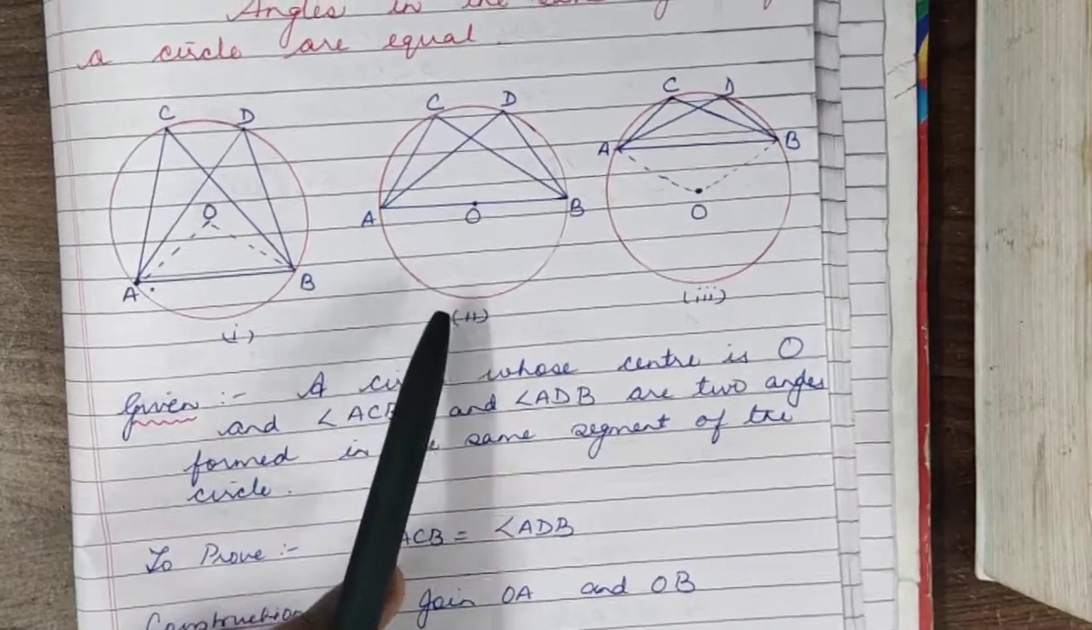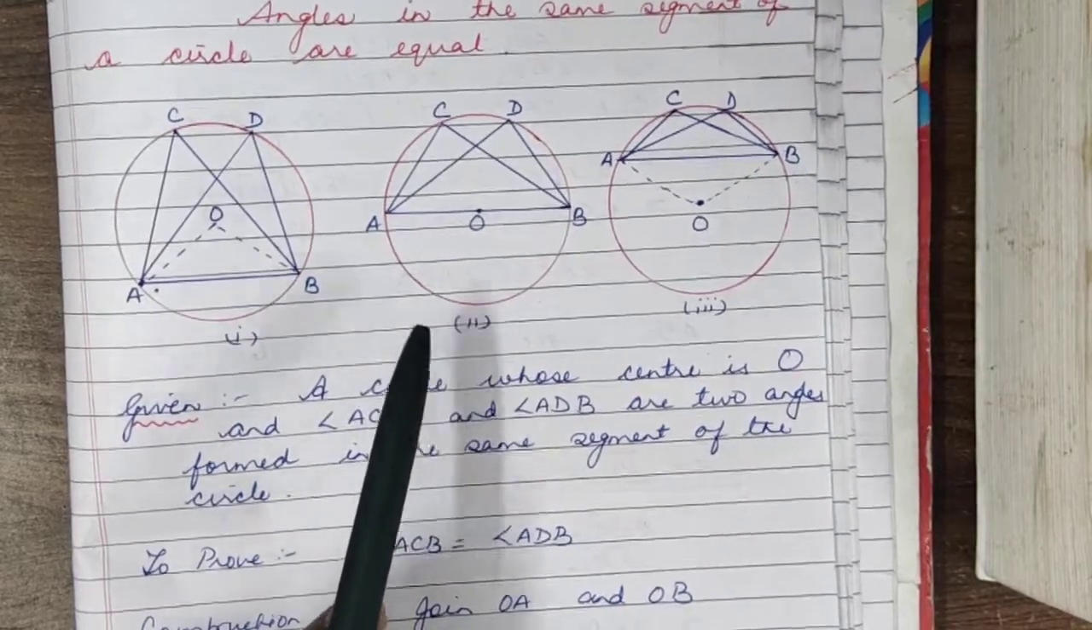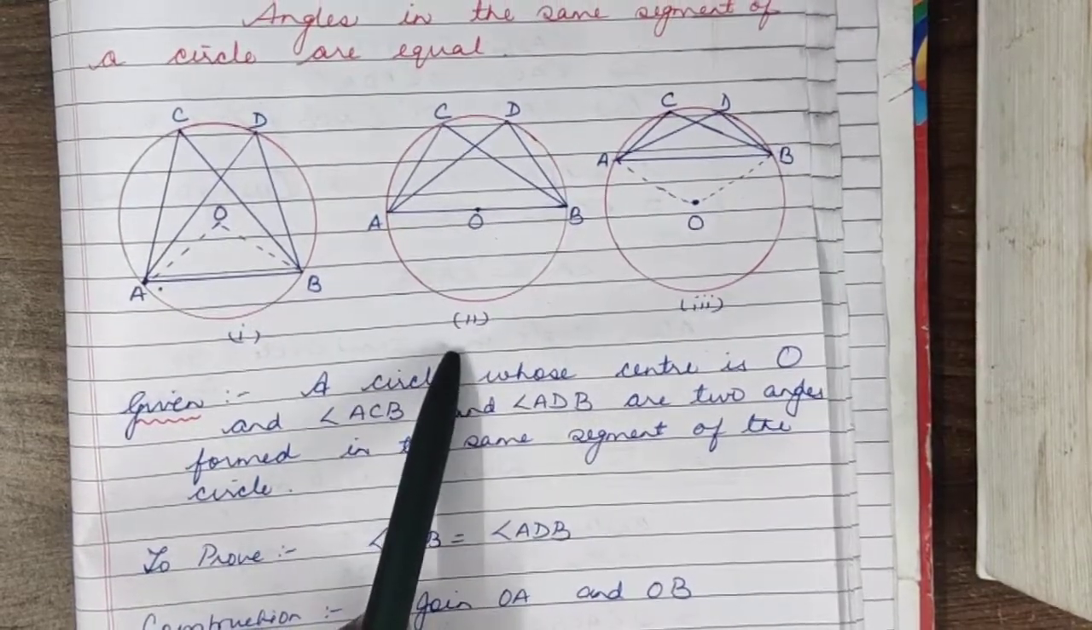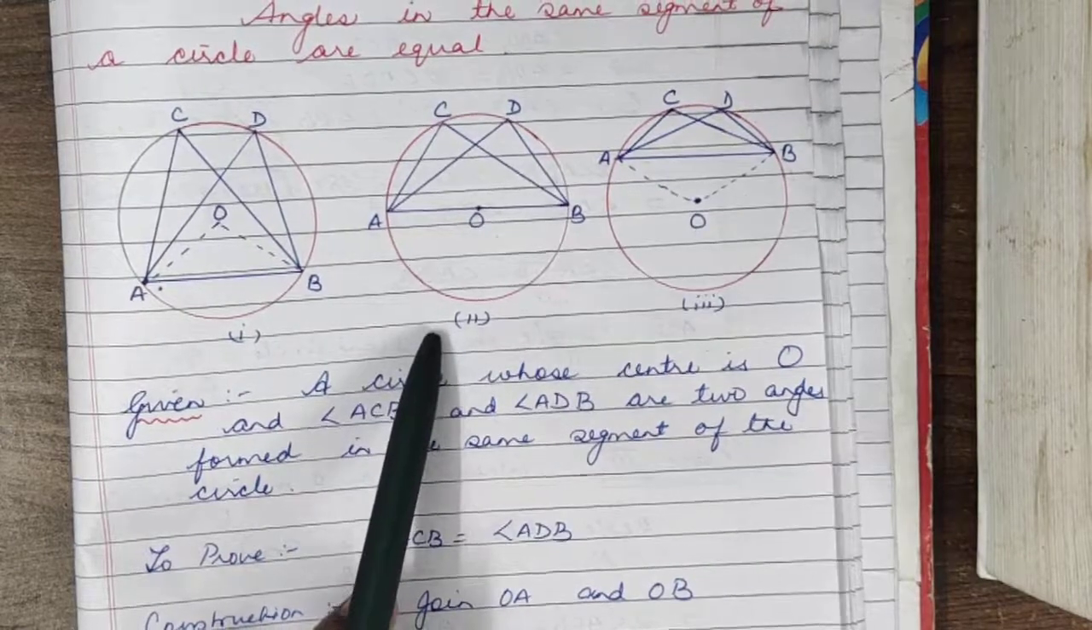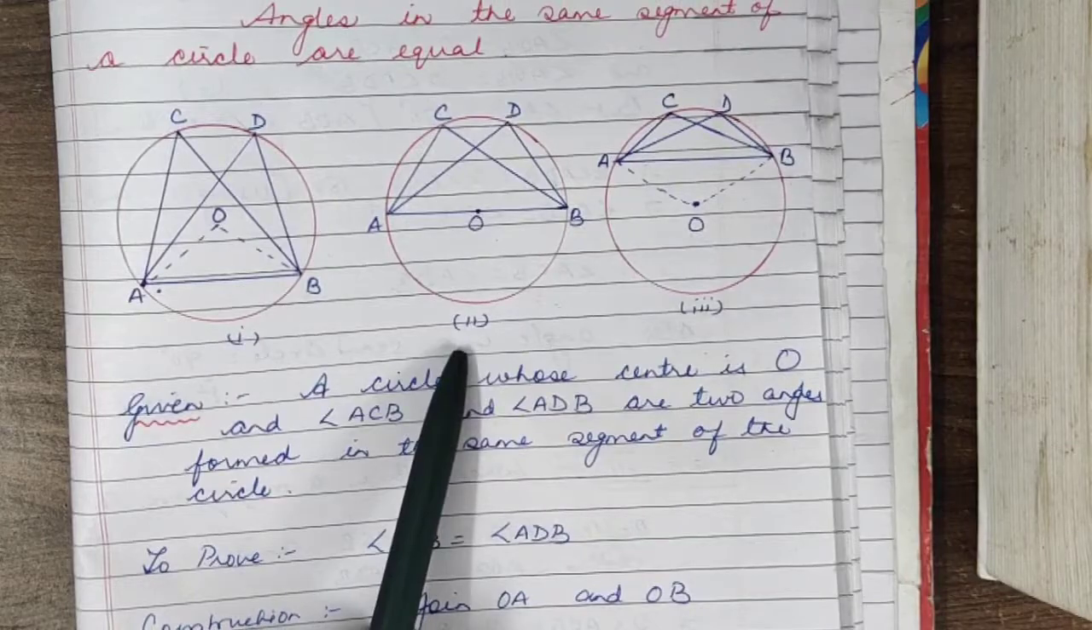So in the second figure you can also prove that the angle in a semicircle is a right angle. So suppose sometimes it comes that prove that angle in a semicircle is a right angle, you will prove this part only.